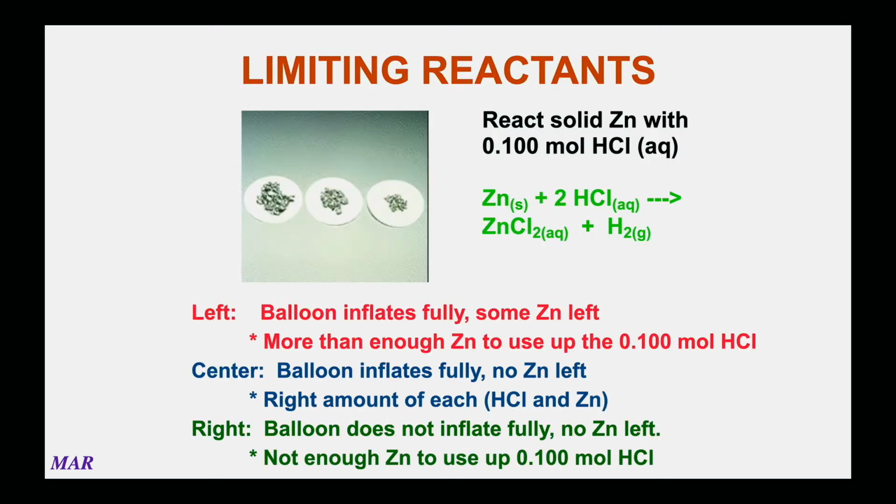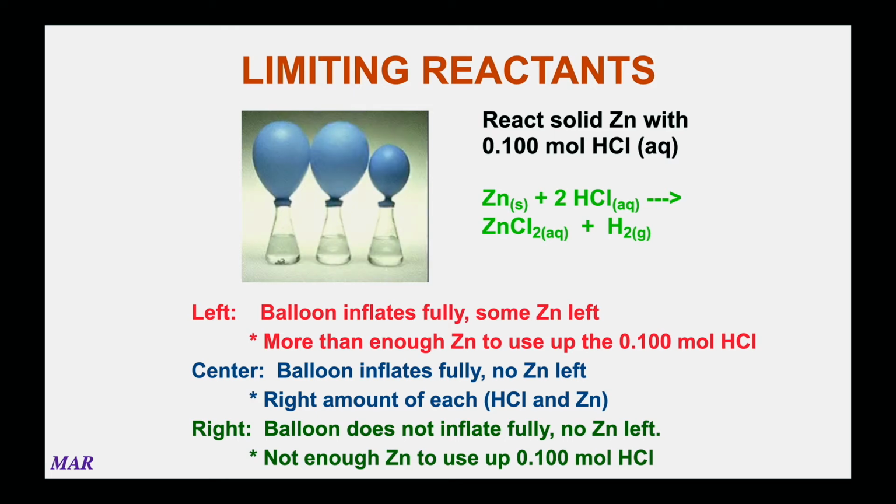For this demonstration, we put 3 different amounts of zinc into the same amount of hydrochloric acid. At the end of the reaction, there is still some zinc remaining in the flask on the left. The reaction on the right did not generate as much gas because there was an insufficient amount of zinc. In the center reaction, the balloon inflated fully and all the zinc was consumed.